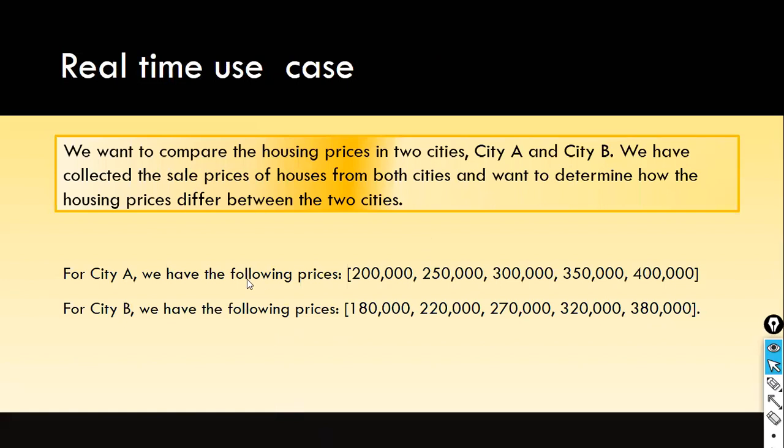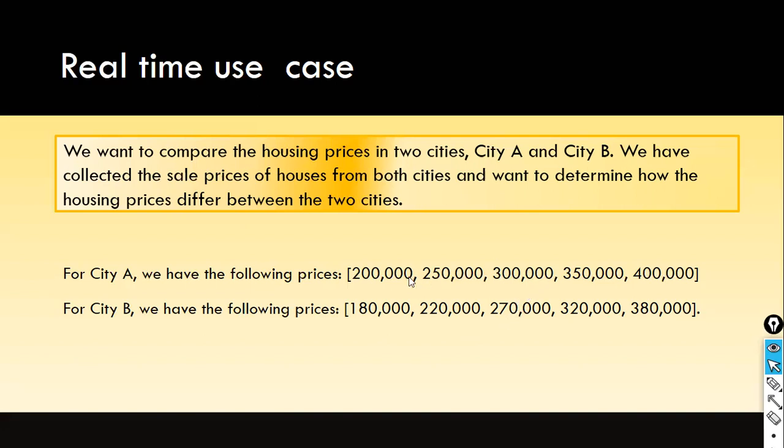These two cities, Bangalore and Chennai, are two different cities. So now you need to find out how the housing price differs between the two cities. Okay. In this case, the first step is you need to sort the data set.